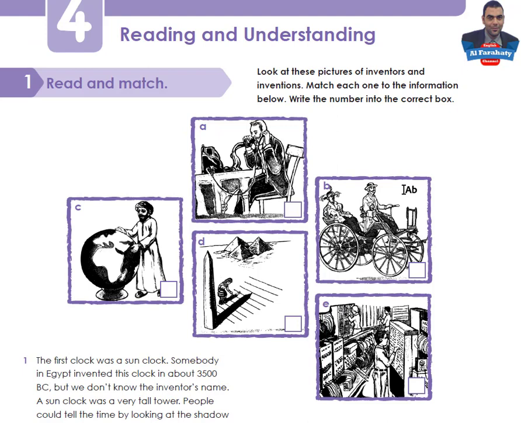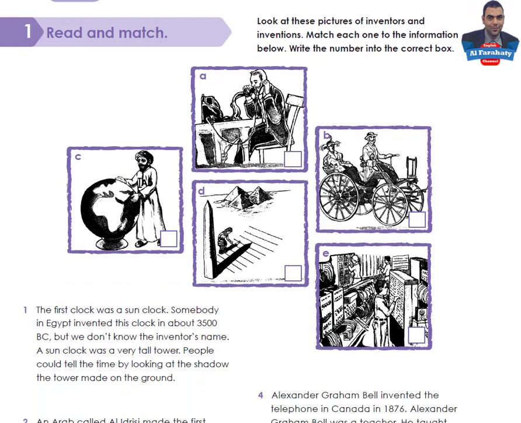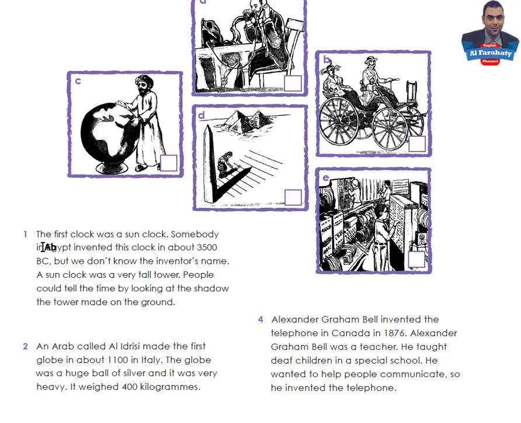Dear students, you are asked to look at these pictures. What do you think our lesson is about? Yes, excellent. It's about inventors and inventions. Now you are asked to read these texts and match them to the pictures. Let's read. 1. The first clock was a sun clock.